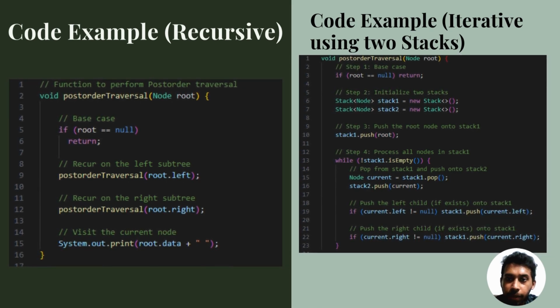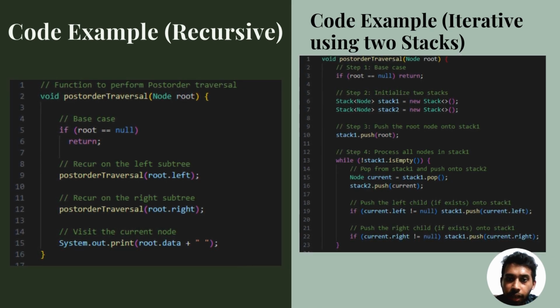Here's the recursive code. First we recursively process the left subtree, then we process the right subtree. Finally we print the root node. This ensures the left and right children are visited before the root. In iterative code, the first stack is used to reverse the order of nodes while the second stack ensures we process the nodes in post order. We push the root node onto the first stack. For each node we push it to the second stack and then push its left and right children to the first stack. After the first stack is empty, the second stack contains nodes in post order. We pop and print them.